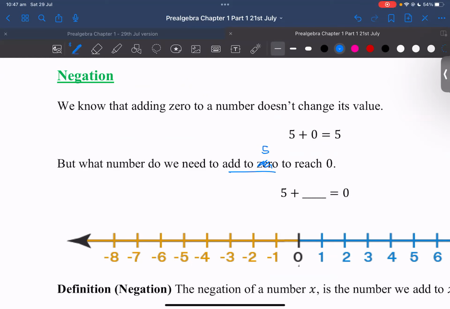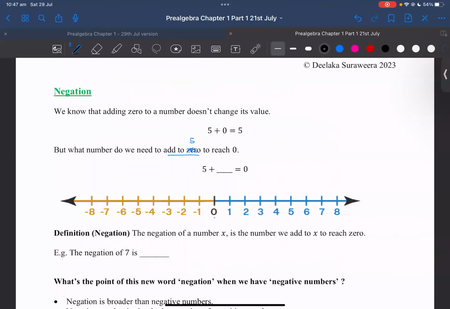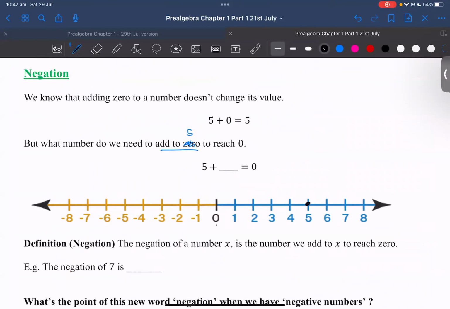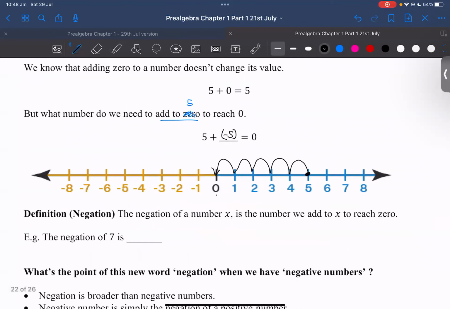-5. Why is that? Because if you have -5 plus 5, it's the same number, but it's negative. In the opposite direction, right? Yeah. So we start at 5. To get to 0, we have to go 5 left. And left means adding a negative. The amount we need to go left is 5, so it's -5. So the number we need to add to reach 0 is the negative version, which is the negation. We just call it negation. So the negation of 5 is -5.